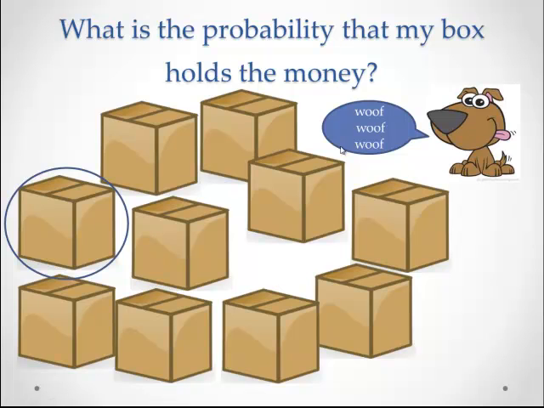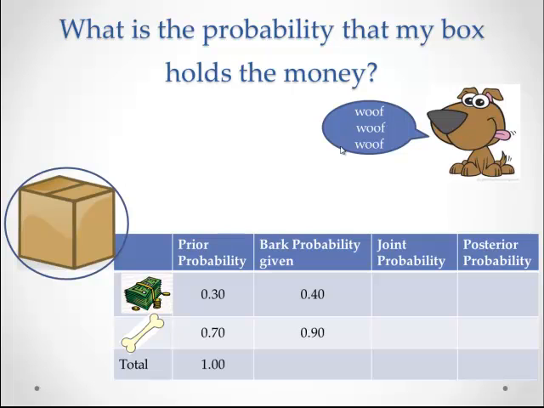So I bring Roxy and, as soon as he sniffs my box, he starts barking. So now what does that mean? Well, I know that he barks when there is money and I know that he barks when there is a bone. So let's use that information to calculate my posterior probability.